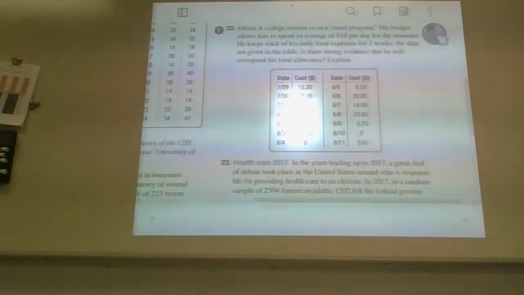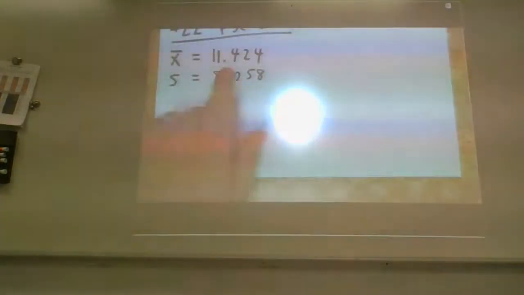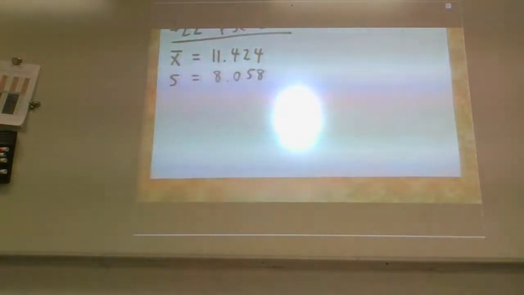His budget allows him to spend an average of $10 per day for the semester. Is there strong evidence that he will overspend his food allowance? Now, at this point, clearly, on average, he is overspending his food allowance. But we need to allow for the fact that we can run a hypothesis test or a confidence interval in order to make an appropriate conclusion. Either one would be acceptable.